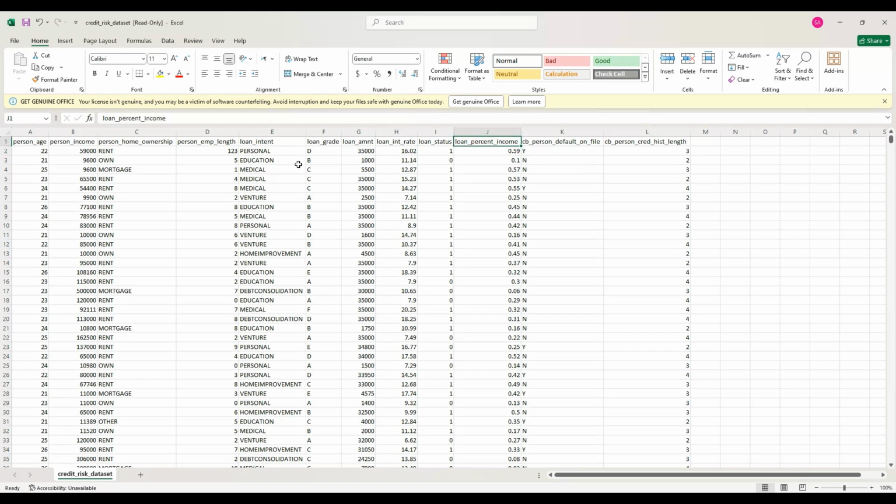The loan percent income, so I'm assuming this is the amount of the loan as a percentage of the income. And the CB person default on file means whether this person has historically defaulted or not on a loan. And then the credit history length is how long he has had a credit history. So now we have a better understanding of the columns that constitute our database. We can return to the Python code and see how we go from there.